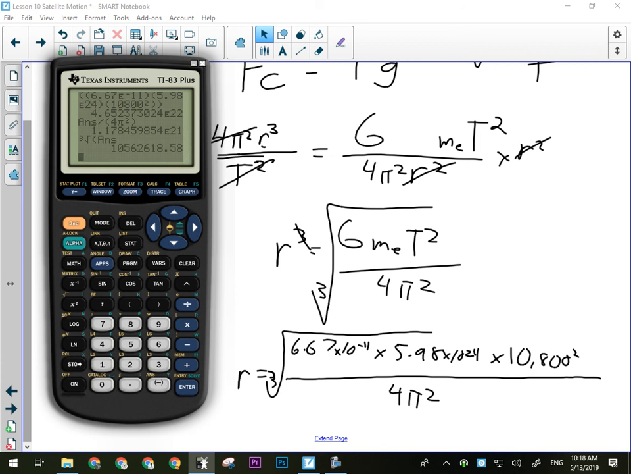It is going to be, what is that? 1, 2, 3, 4, 5, 6, 7. So 1.1 times 10 to the 7 meters, okay, is going to be my orbital radius for that satellite.